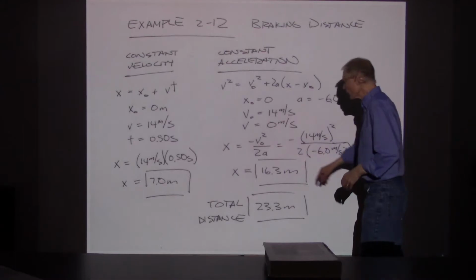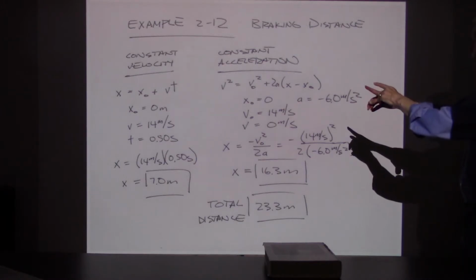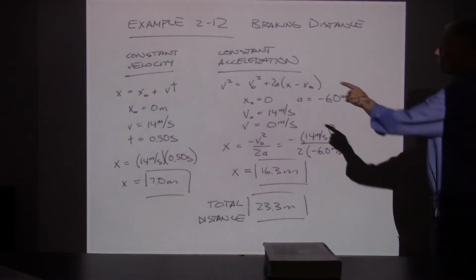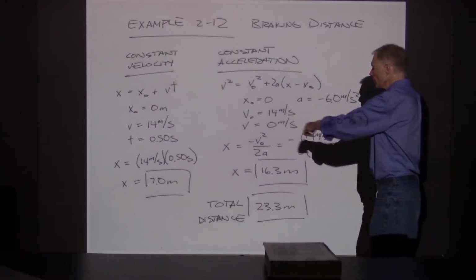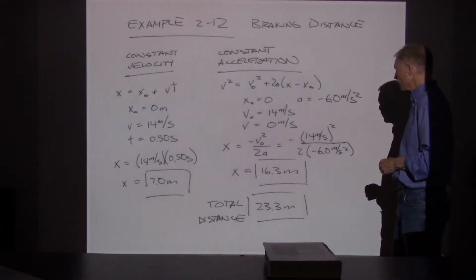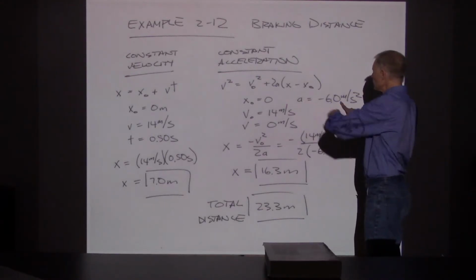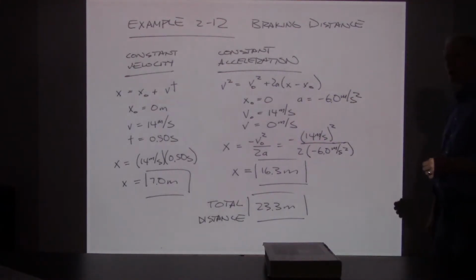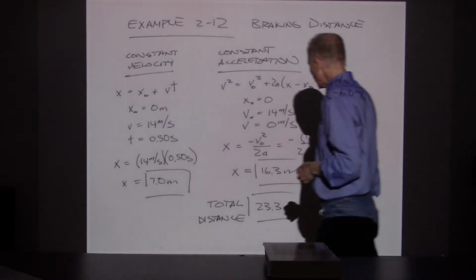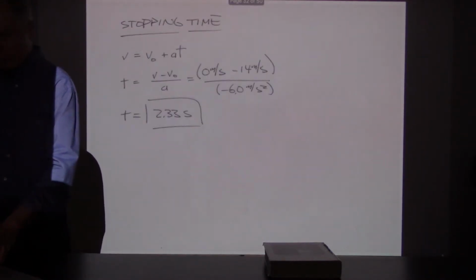The answer that I ended up with was 16.3 meters. So I have to take both parts of the problem and add them together. There was 7 meters before I got the brakes on, and then over here it's 16.3 meters to stop the car. Now the acceleration was -6 and the speed we started at was 14. It's going to take a little over 2 seconds to slow the car down, but that's something else you could go in and calculate. How much time did it take to have the car slow down? Okay, so that's the total distance that this car took to be able to slow down.